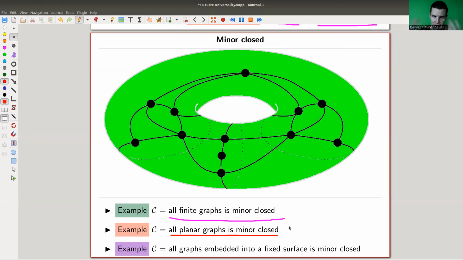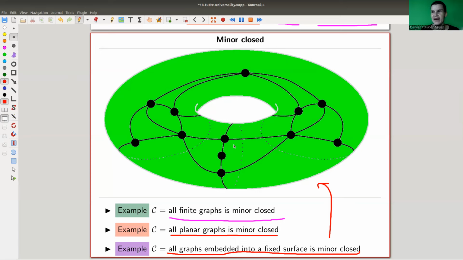And that's where originally the notion of a minor came from. It's related to detecting planarity. In a very similar way, all graphs that you can embed on a fixed surface, like my torus, also form a minor closed family. Because look at the embedding of my graph here.